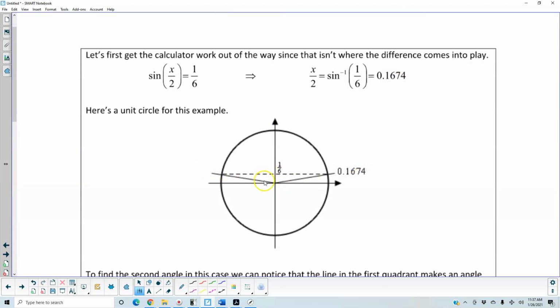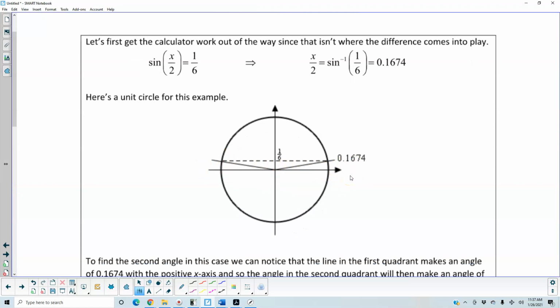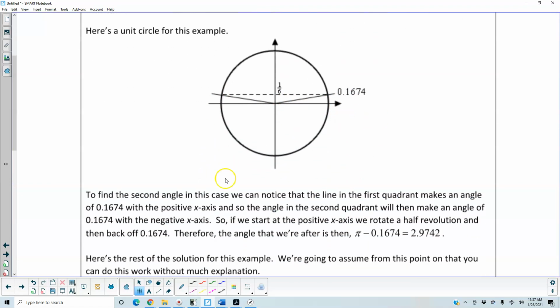So there's the unit circle for this example. Now, to find a second angle in this case, we can notice that the line in the first quadrant makes an angle of 0.1674 with the positive x-axis. And so the angle in the second quadrant will then make an angle of 0.1674 with the negative x-axis.